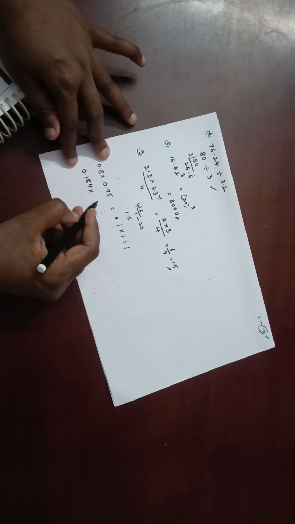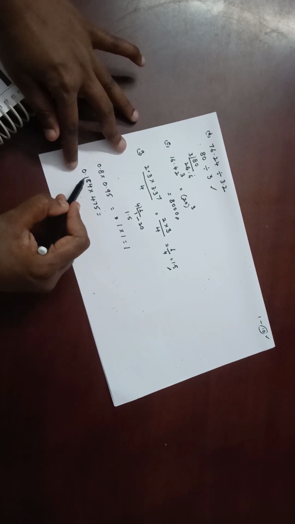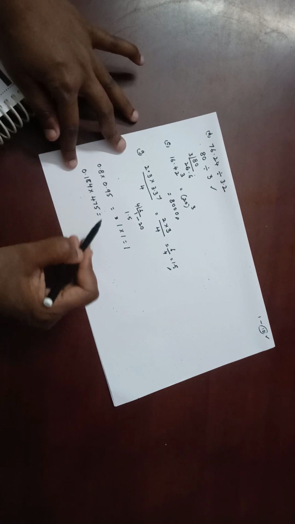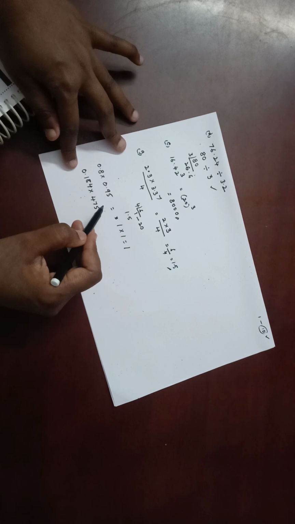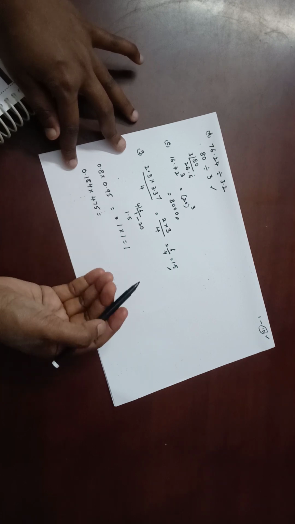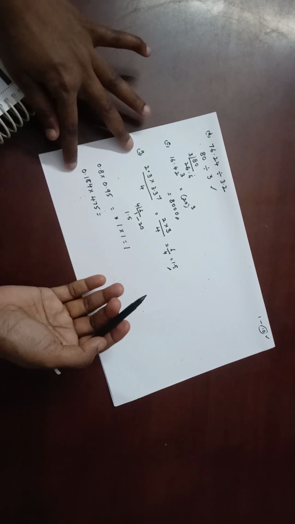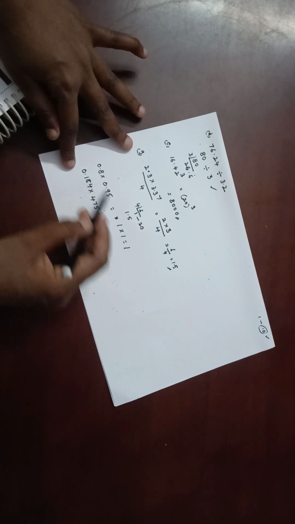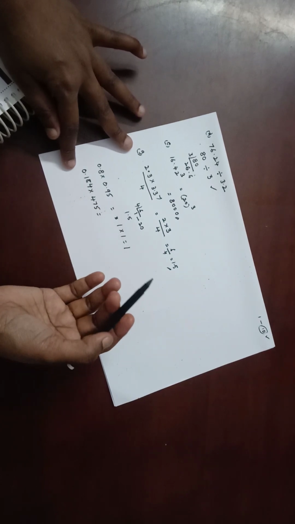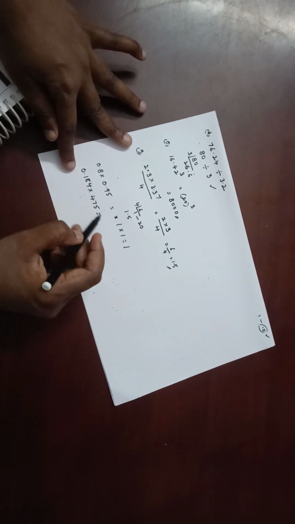Coming to another problem: 0.184 into 475. Then what to do? Here they are just asking, give the answer to an appropriate degree of accuracy. This is the question. They are not asking you to round off this number or that decimal. They are not asking anything specific. If the question is like this, then what to do?